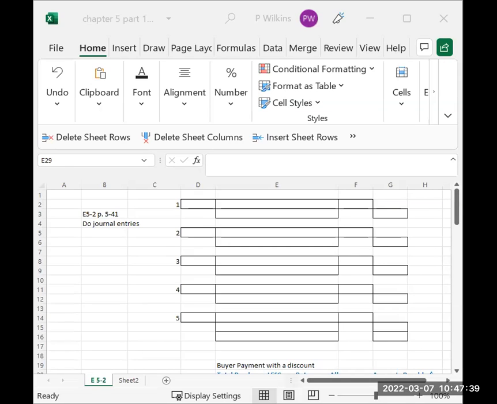Okay, so we're going to do A first. Prepare the journal entries to record the transactions listed above on Rice Company's books. Rice Company uses a perpetual inventory system. Everything for chapter 5 is going to be perpetual, okay? All right, so first of all, who are we? Well, we are Rice Company, and Rice Company is the buyer.